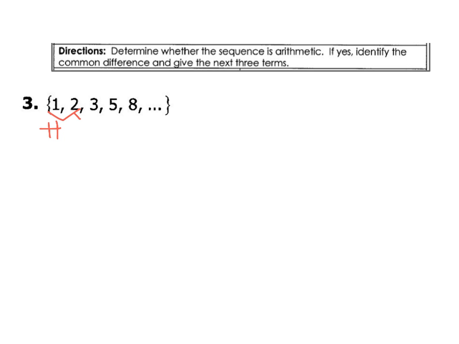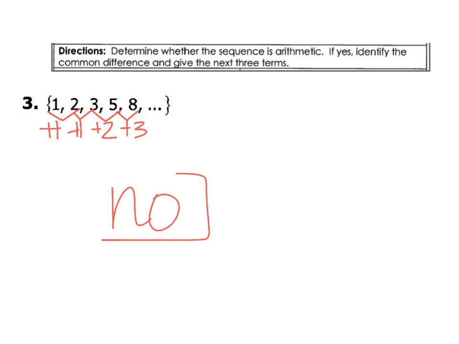So to go from 2 to 3, we add 1. To go from 3 to 5, we add 2. Ooh, and to go from 5 to 8, we add 3. These are not all the same. It is not a common difference. It's not the same difference between every term. We've got 1, 1, 2, and 3. Not a common difference. So no, this is not an arithmetic sequence.